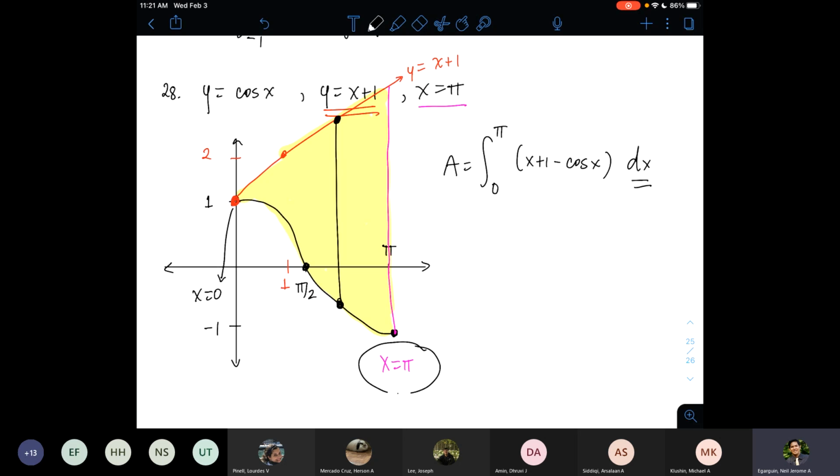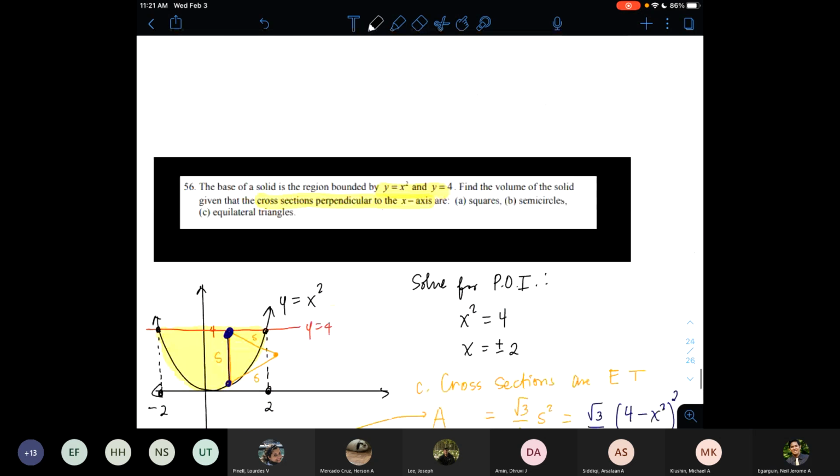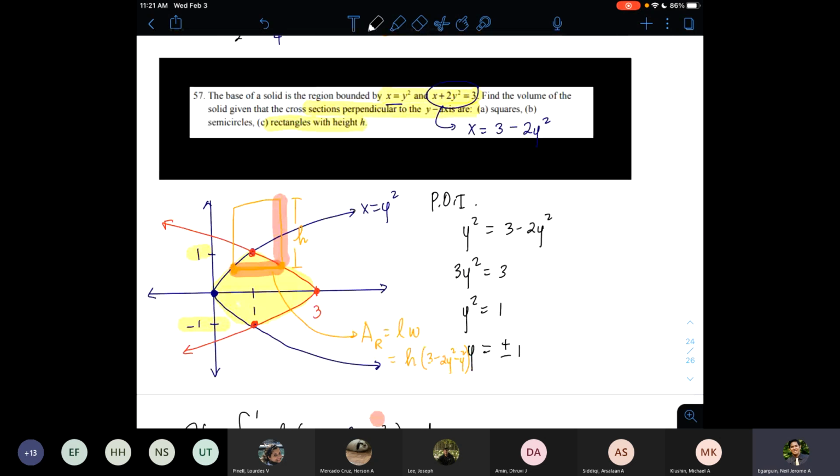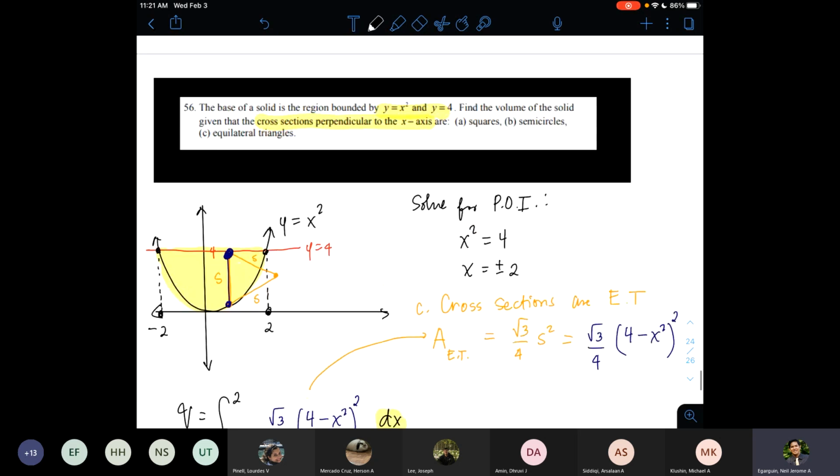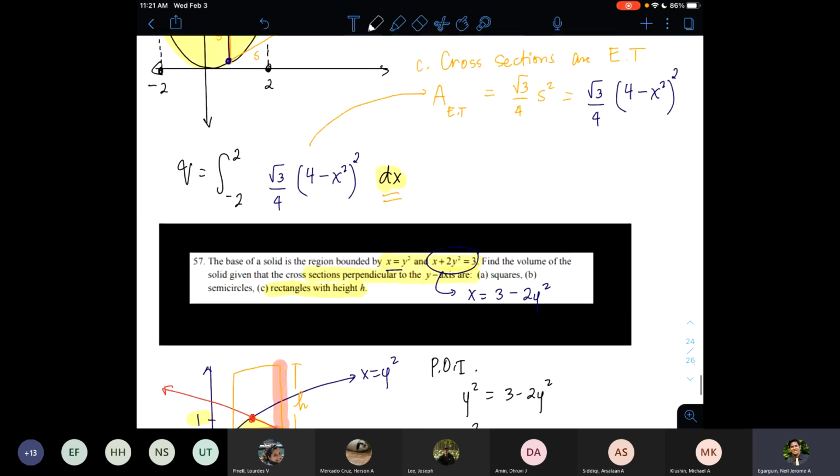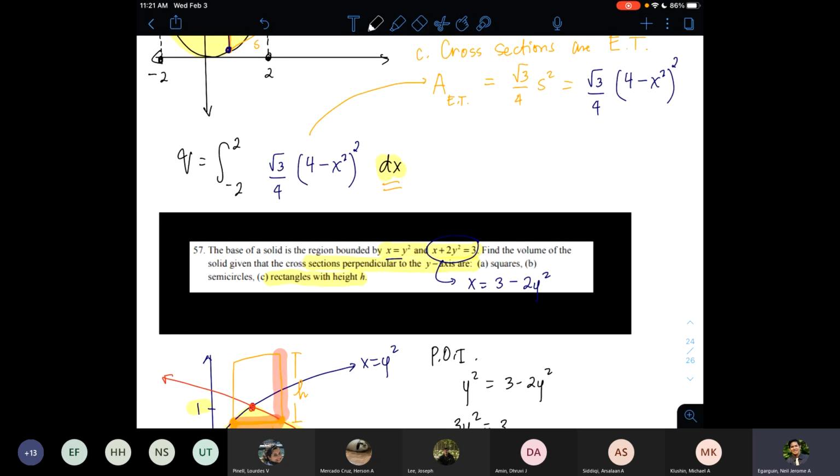What's problem 58, Joseph? I don't think I have a problem 58. Did somebody send problem 58? Oh, it's the same as 57. Uh-huh. What's the exact question for 58? Oh, but perpendicular to the x-axis.